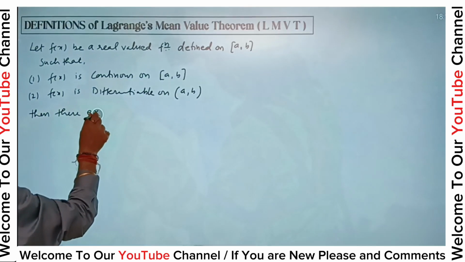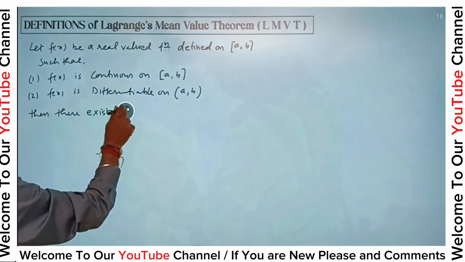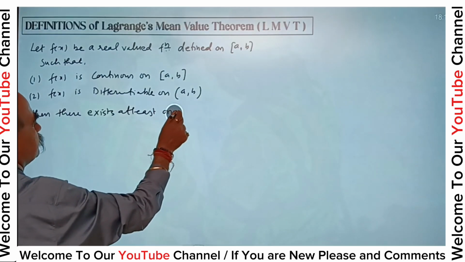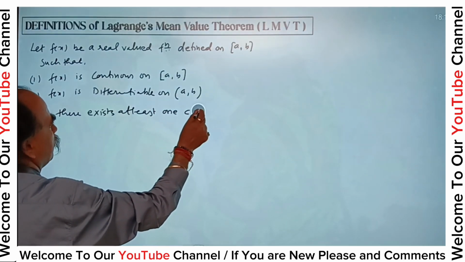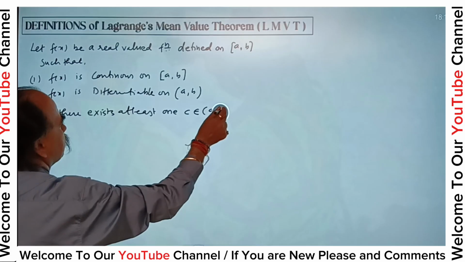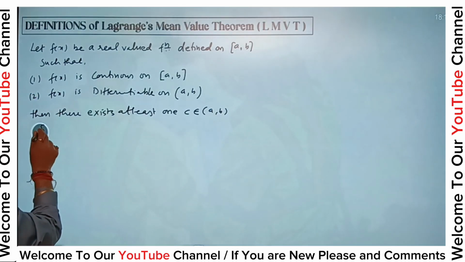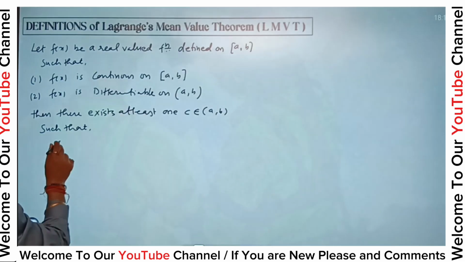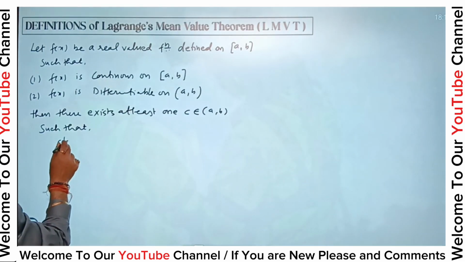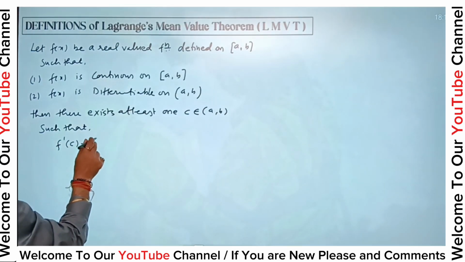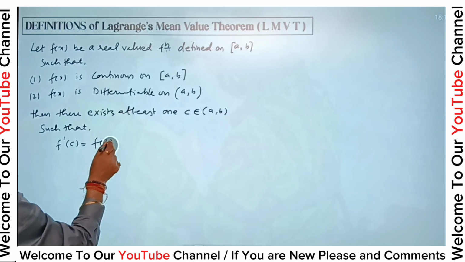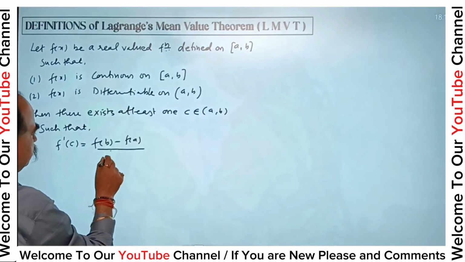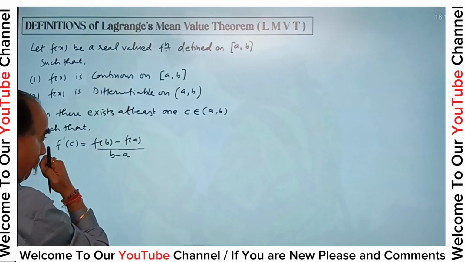there exists at least one c belongs to open interval (a, b) such that f dash c is what? f of b minus f of a upon b minus a.